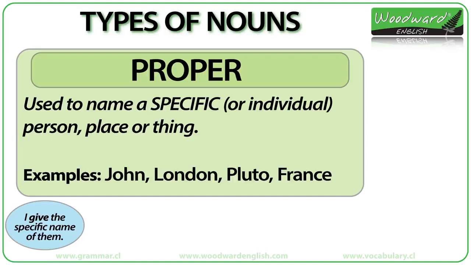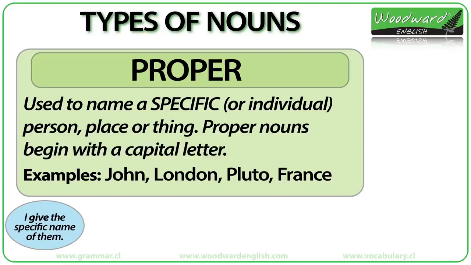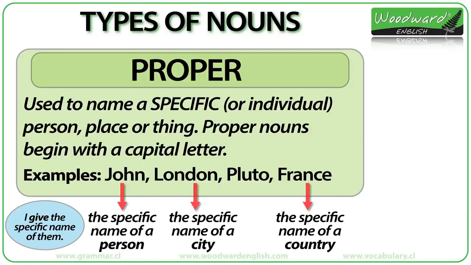Proper nouns. Proper nouns are used to name a specific or individual person, place, or thing. Examples of proper nouns are John, London, Pluto, France. Notice that in English, proper nouns begin with a capital letter. London begins with a capital L and not a small l. Pluto begins with a capital P and not a small p. So if we look at our examples again, John is the specific name of a person. London is the specific name of a city. France is the specific name of a country. They all begin with a capital letter.